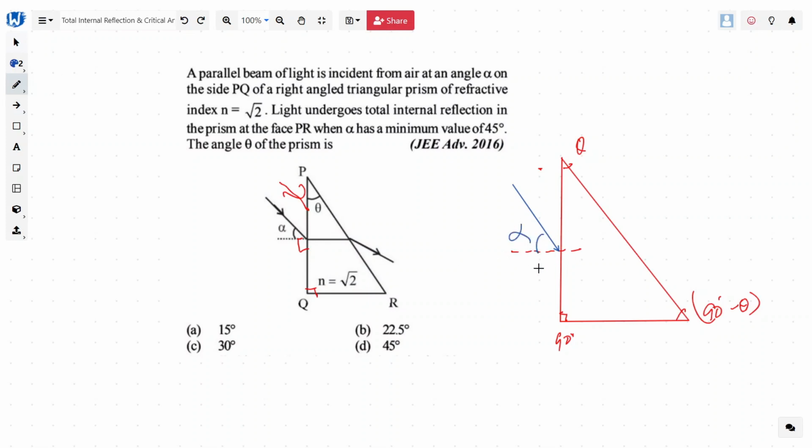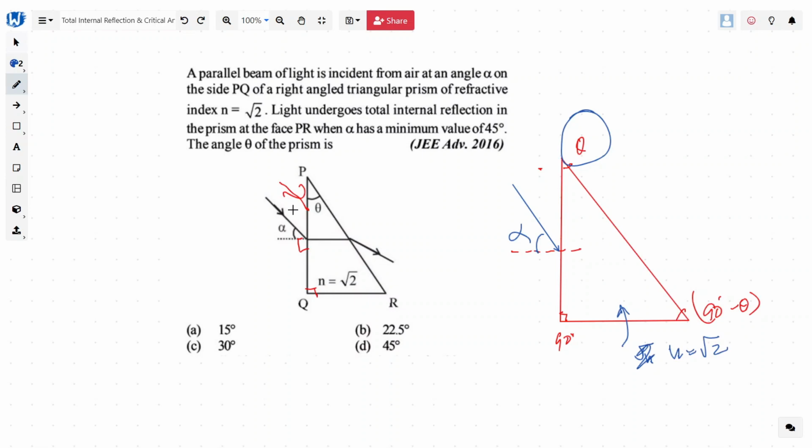Remember, from the normal we measure, and alpha has a minimum value so that light undergoes total internal reflection in the prism at face PR. So this is PQR, right? Somewhere here it will get totally internally reflected, and then we just have to find theta. So we need to find a relationship using Snell's law between the unknown and the known, and the refractive index is also given, n is equal to root 2.